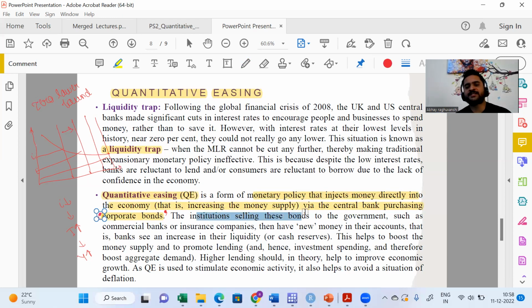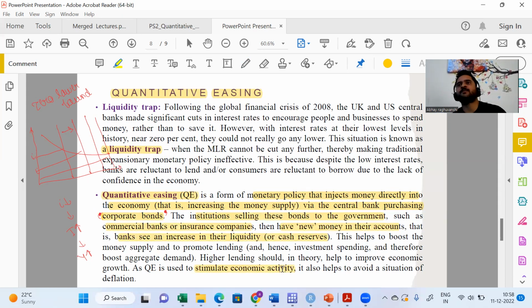So the institutions selling these bonds, such as commercial banks and insurance companies, have new money in their accounts, and the bank sees an increase in liquidity, right? And once the bank sees an increase in liquidity, that leads to an increase in the money supply in the economy. Okay, and a higher money supply is needed in order to stimulate economic activity.